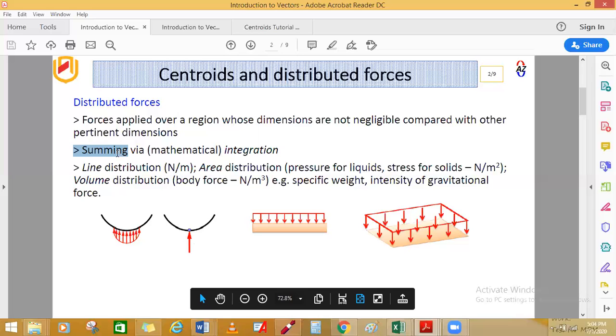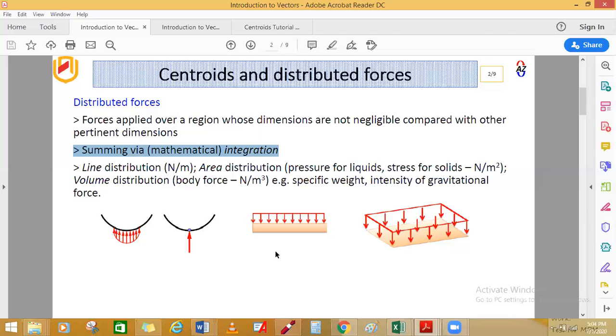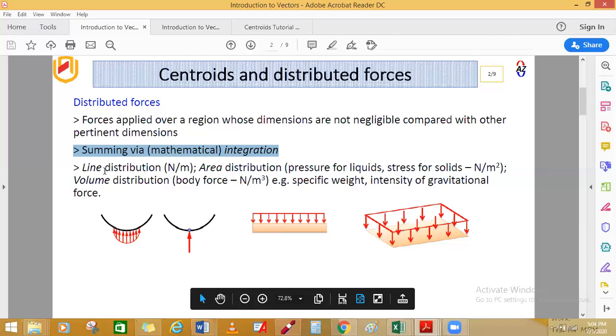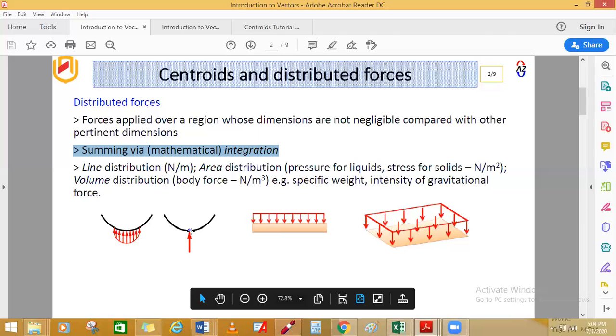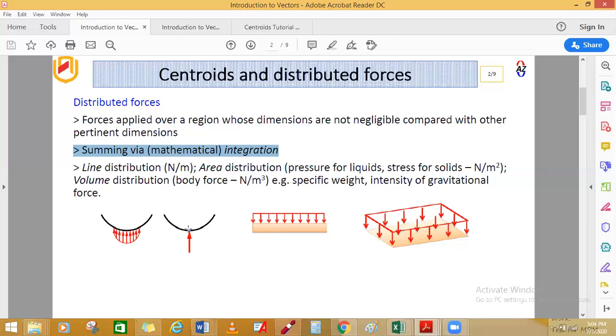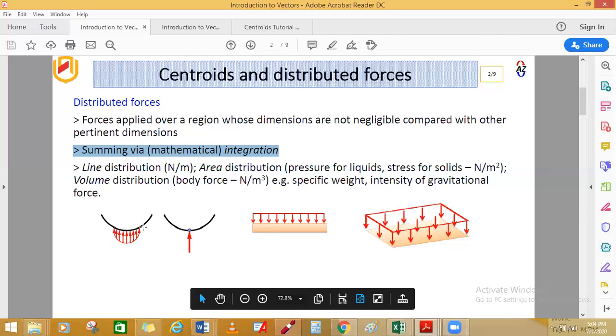That's why here they are saying summing via mathematical integration. You want to sum them up so that you can find the total force acting on the entire surface. In terms of a line, normally what you determine is a force acting at a specific point or along the line. If those forces act over a long line, you have to find the total force over the distance along which those forces are applied.